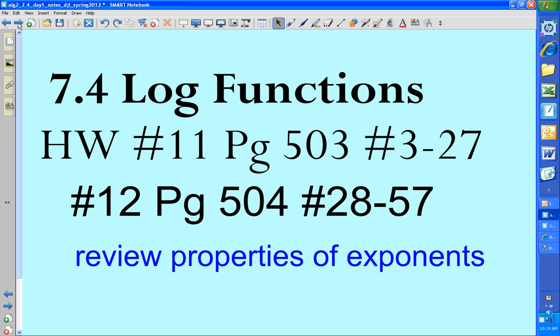A log is an exponent. If a log is an exponent, then the properties of logs are going to be exactly the same as the properties of exponents. So if you understand these properties, you're going to do great with the properties of logs. Some of you, I already know, have no idea what I'm talking about with these properties. We've erased it from the hard drive. You need to go back and visit these because that's what we're doing tomorrow.